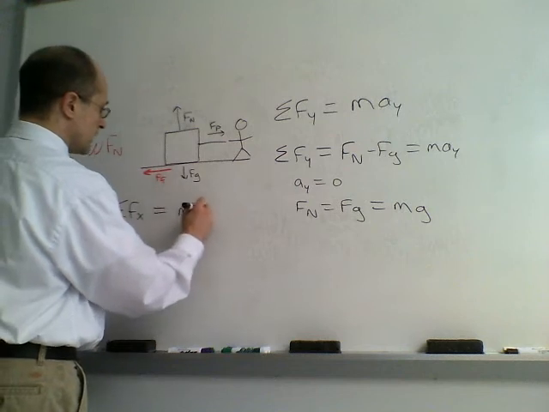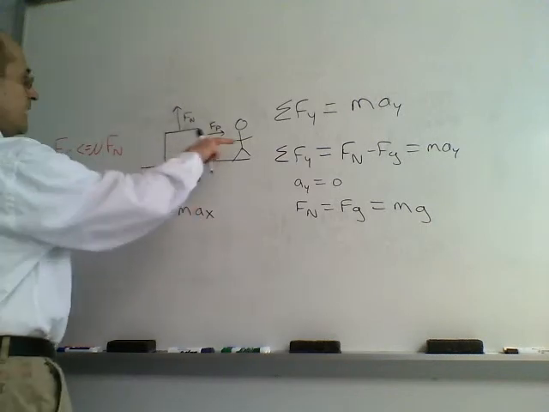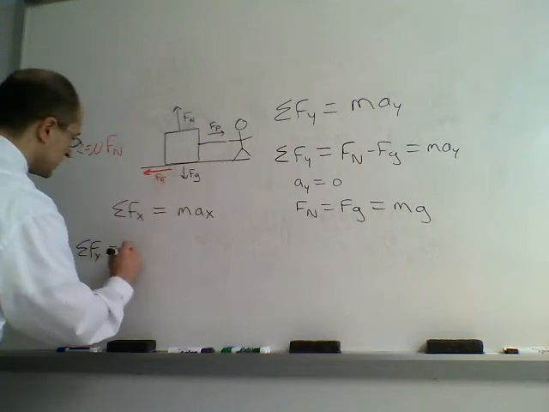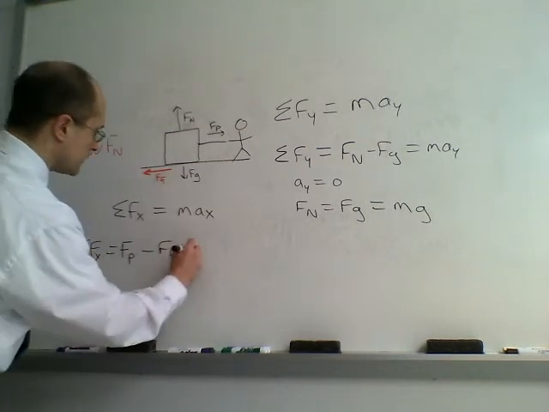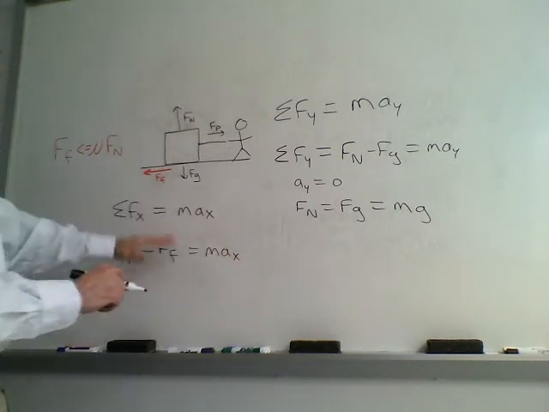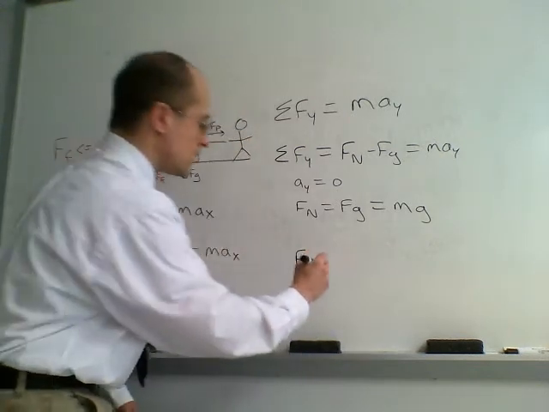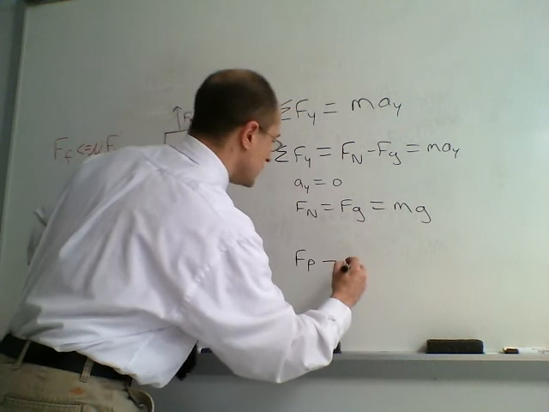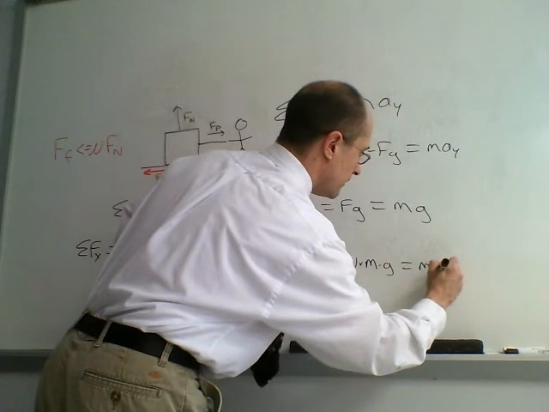When we sum the forces in the x direction, that equals max. And what forces do we have in the x direction? Now we have the force of our pull minus the frictional force equals max. As I was mentioning before, we can plug in our terms: the force of our pull minus mu Fn, and Fn is mg, so we have mu times m times g equals max.